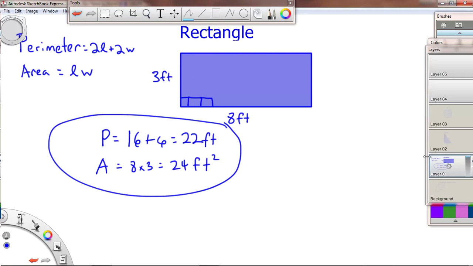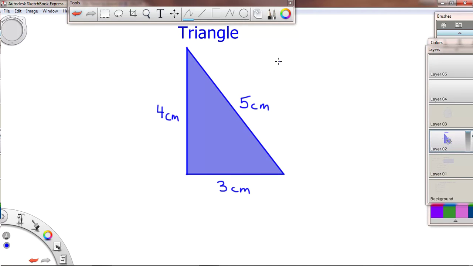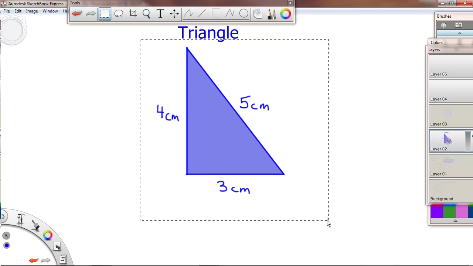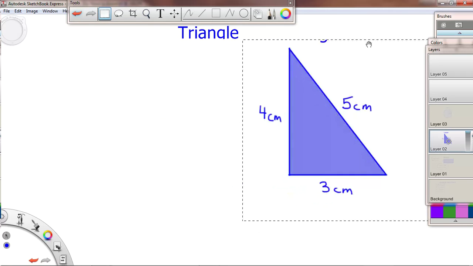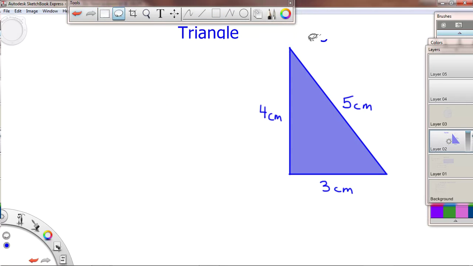Let's go back here. All right, on to our next shape. Our next shape is going to be the triangle. Let's see, I want to have plenty of room here. So let's take this, even the bottom of my G. I'll give you your bottom G back.